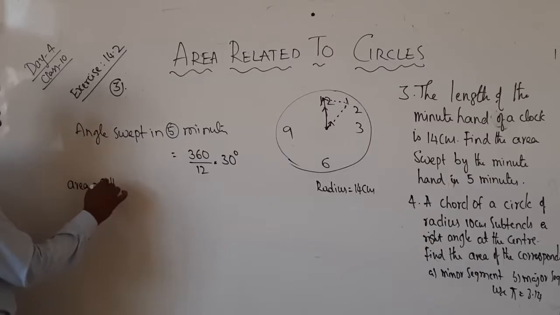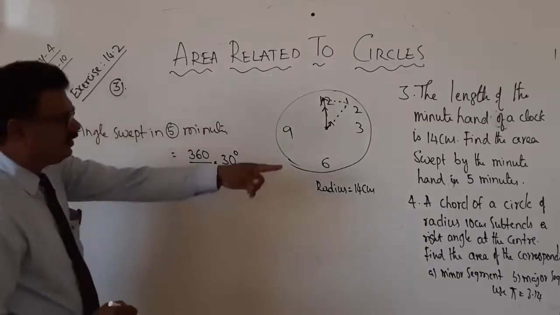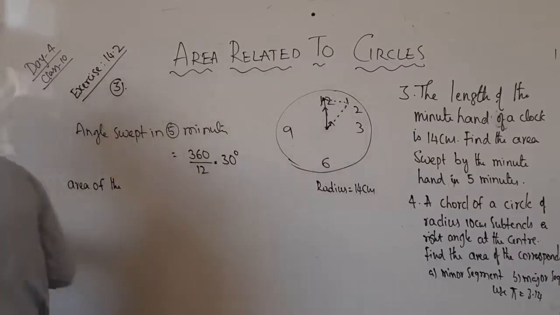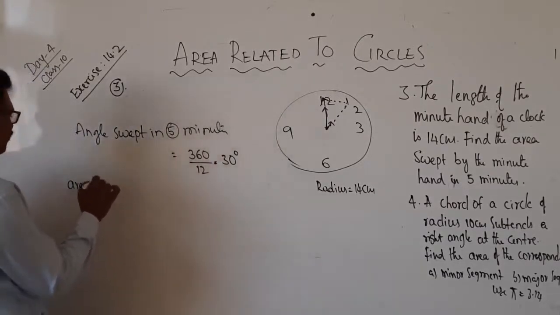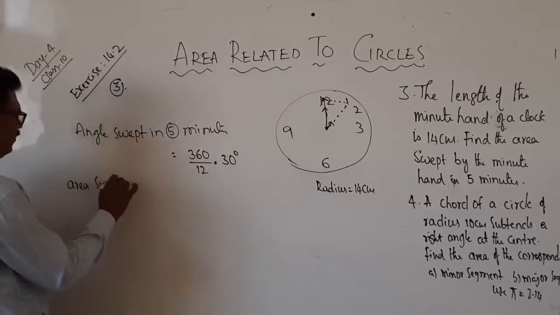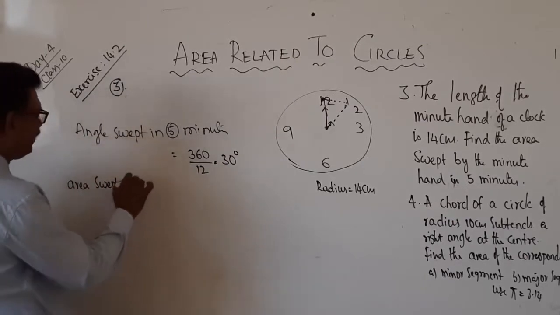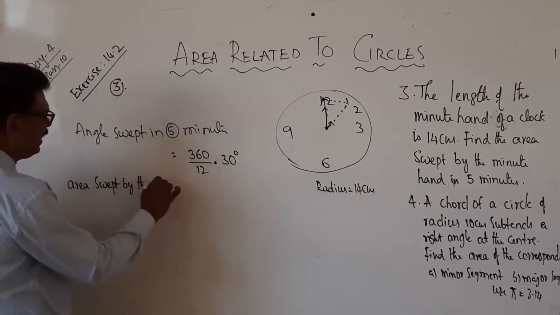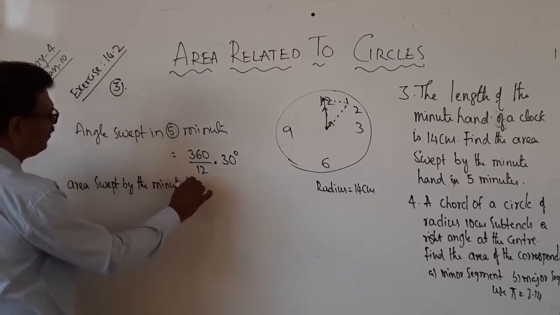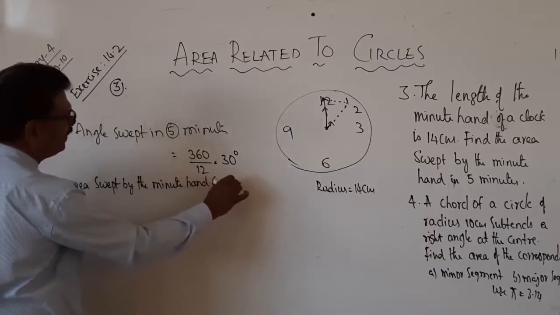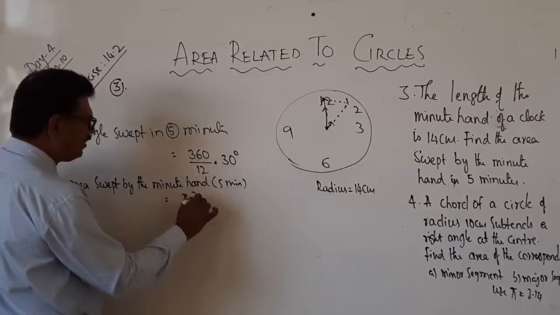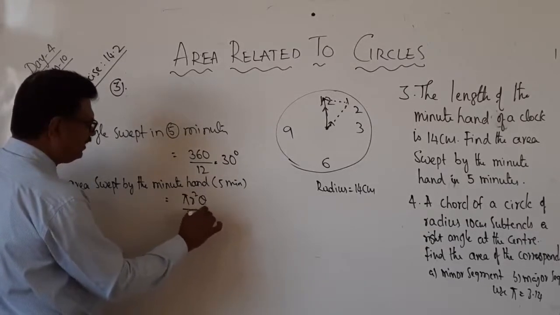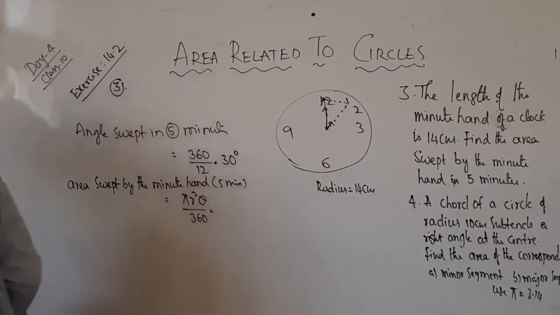Now, area struck by the minute hand in 5 minutes. We know the formula: pi r square theta by 360. Are you understanding? Pi r square theta by 360.